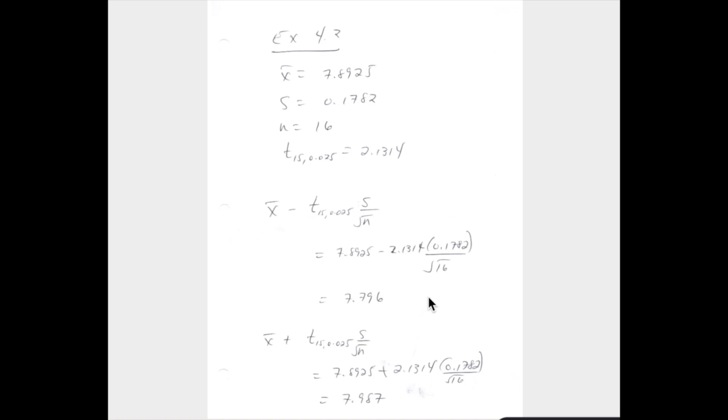The upper 97.5% confidence limit for mu is obtained using this formula, so the only difference between the two is we're adding here. And if we do that, we get an upper confidence limit of 7.987. So if we were only using this upper confidence limit, we would say that we are 97.5% confident that the average weight of peanuts being dispensed by the machine is less than or equal to 7.987 ounces.